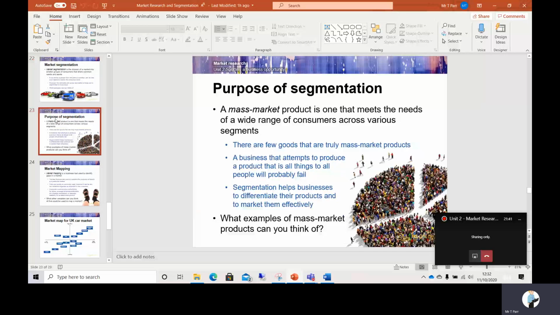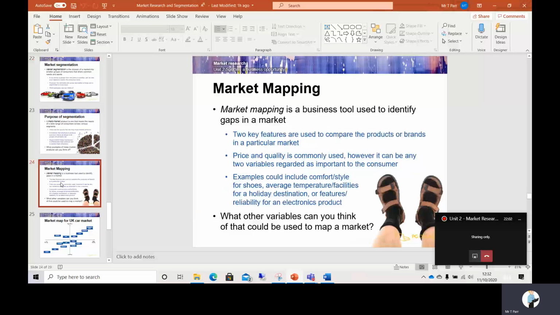So what segmentation helps businesses do is differentiate, in other words, change or modify their products so they can market them effectively. So you can say, right, I think this product should be sold in this location at this price. Okay, we should promote it in this particular way. This is due to market segmentation. And one way to do that is something called a market map.